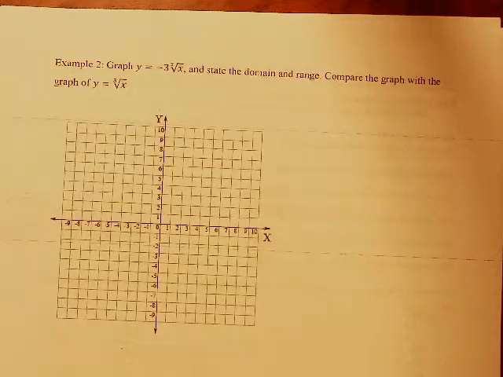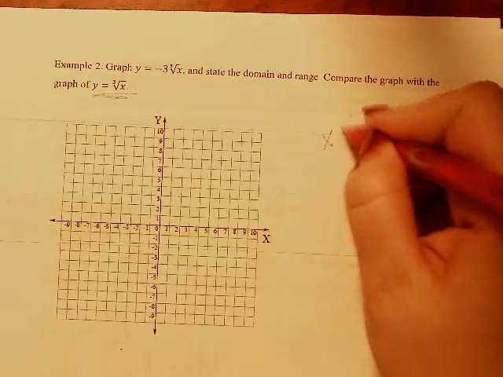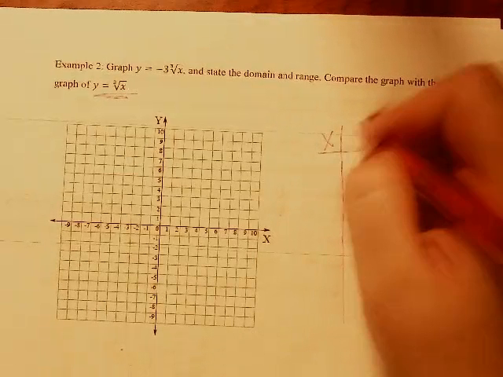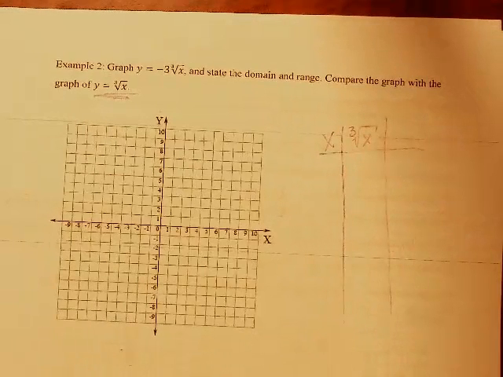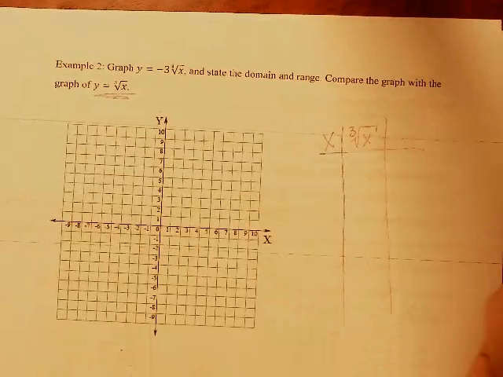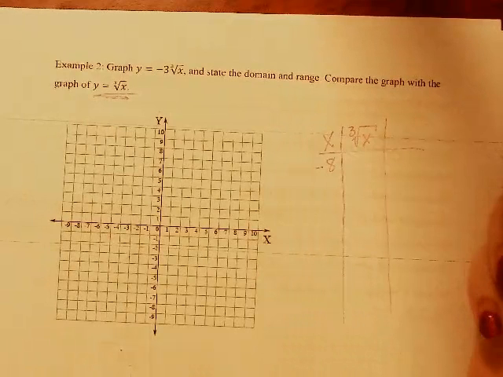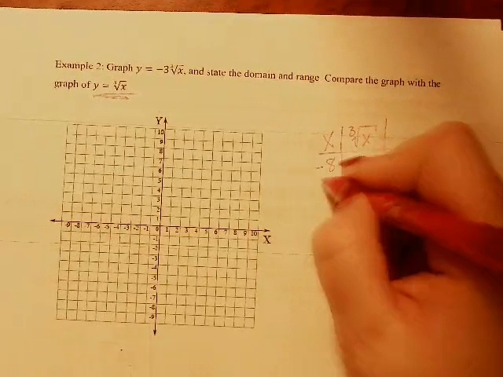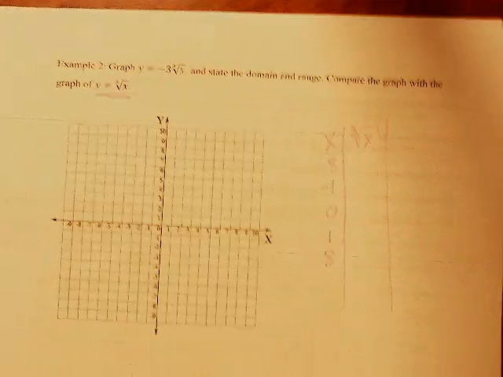So, we are going to graph our parent function first. So our x's and our cubed roots of x. So let's do -8 as our first number. And -1, and then 0, and then 1, and then 8. Because those are the numbers that will come out clean.